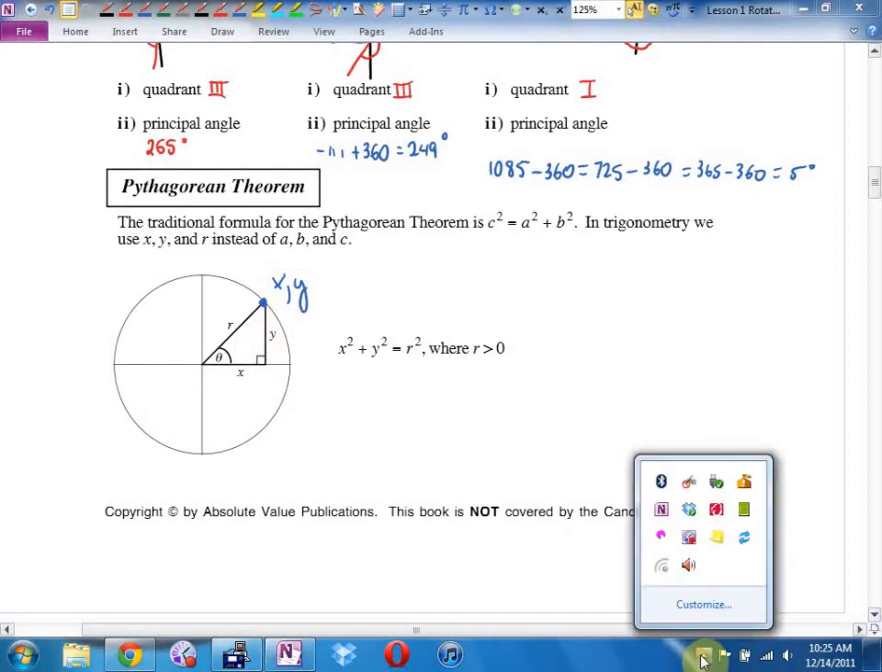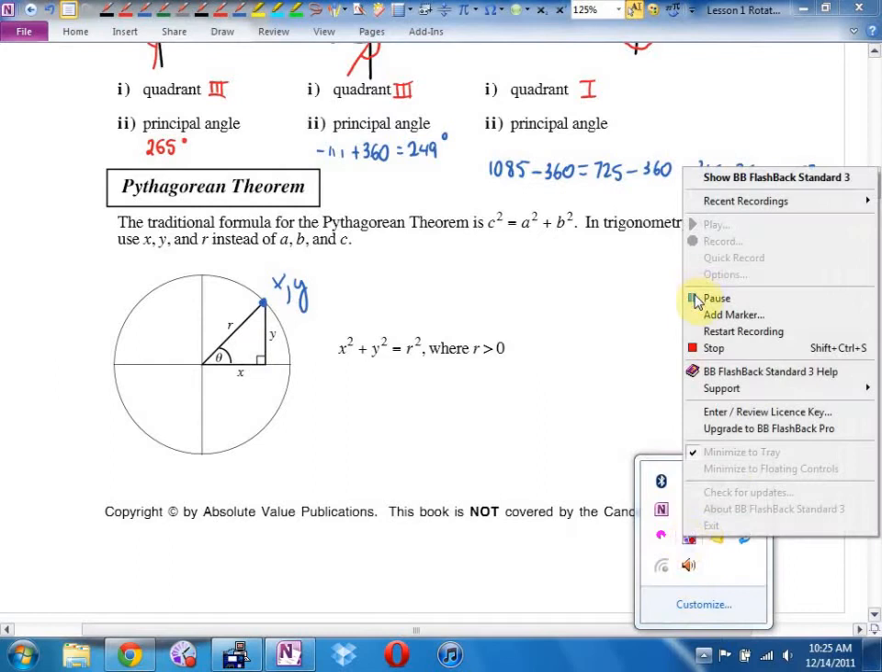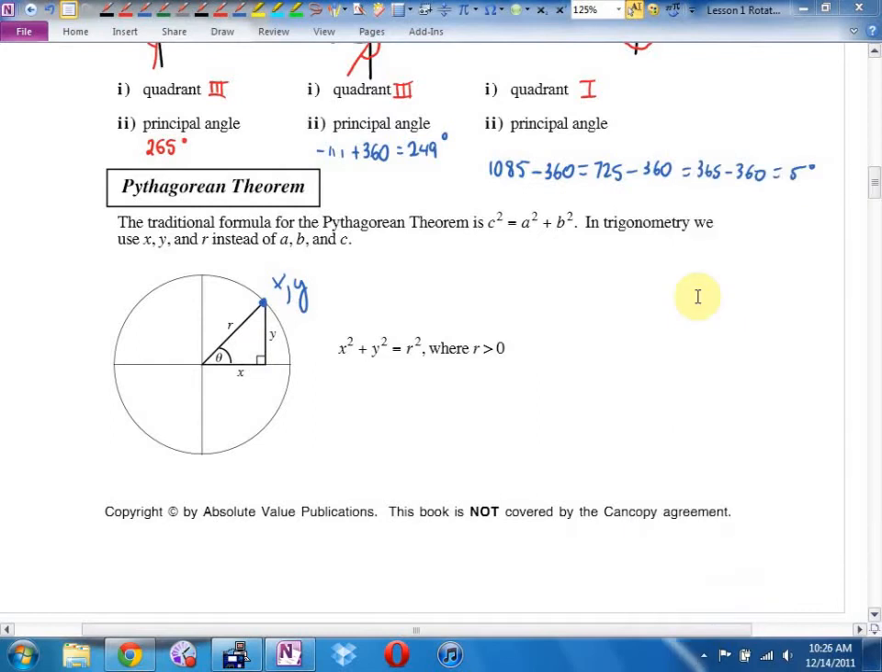This means, Eric, that Pythagoras can be written as x squared plus y squared equals r squared. This is hugely important. Highlight it. You need to memorize this.